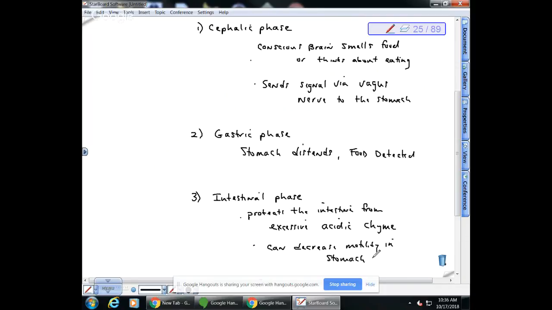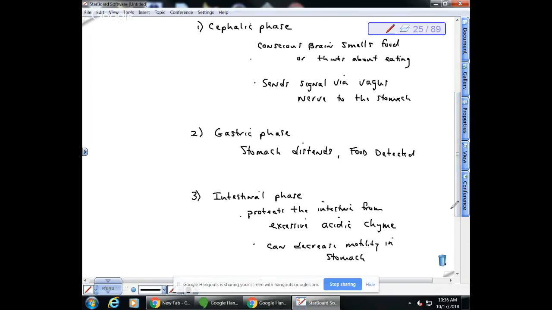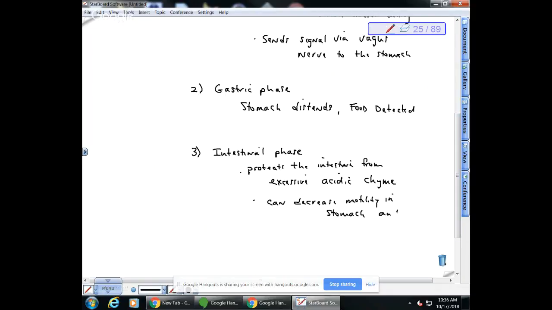It can also decrease gastric juice production. So that's one of the really important aspects of that intestinal phase. It's a negative feedback mechanism.